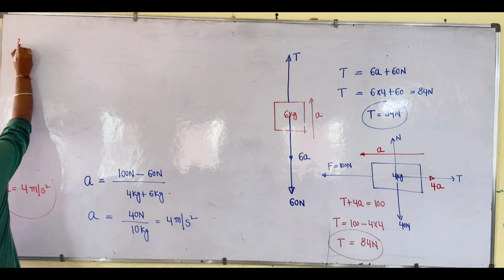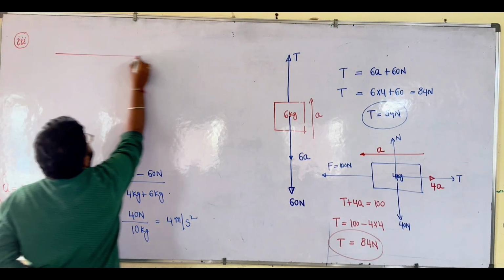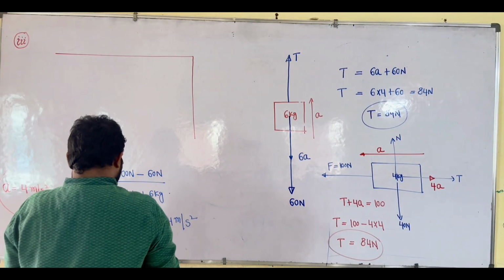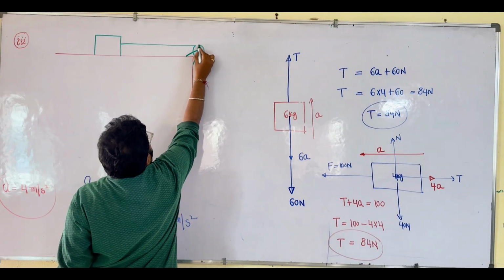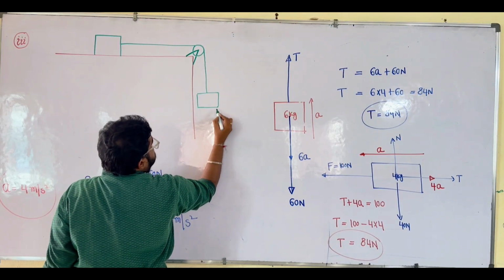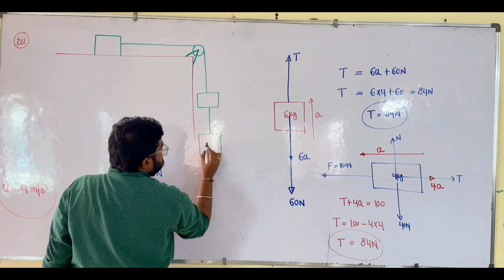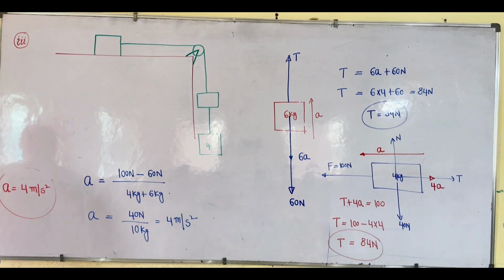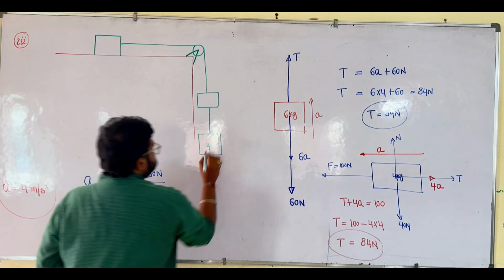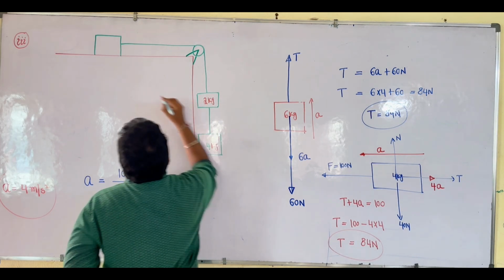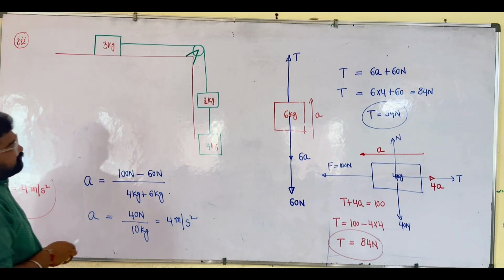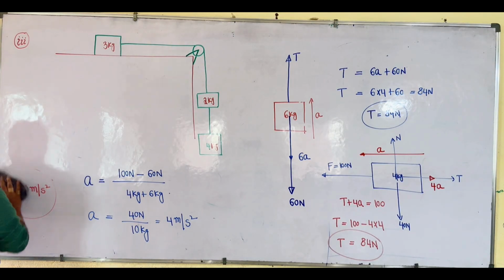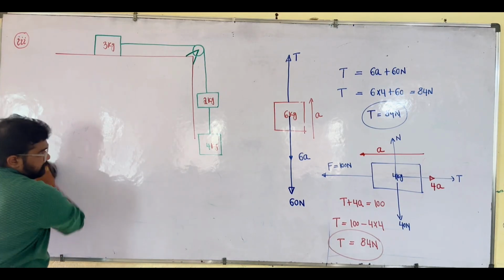Question number 3. Here one block is here, 3 kg block. It's a pulley. Next is the 2 kg block, and then the 4 kg block. Here how much is given? 2 kg, 4 kg, 3 kg. Same string, same tension. This is a different string. This part is completed.